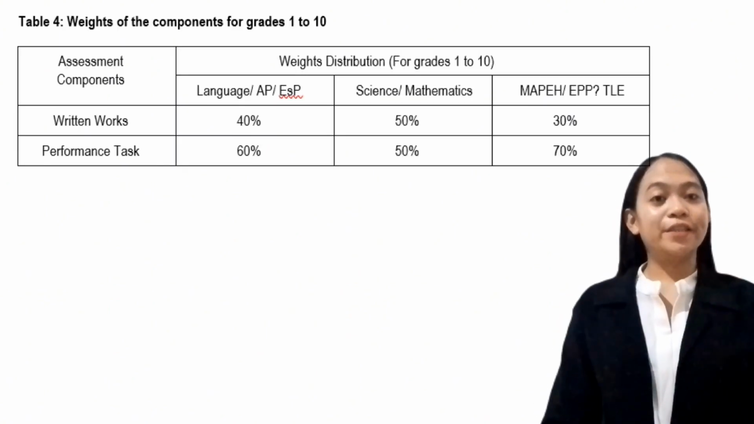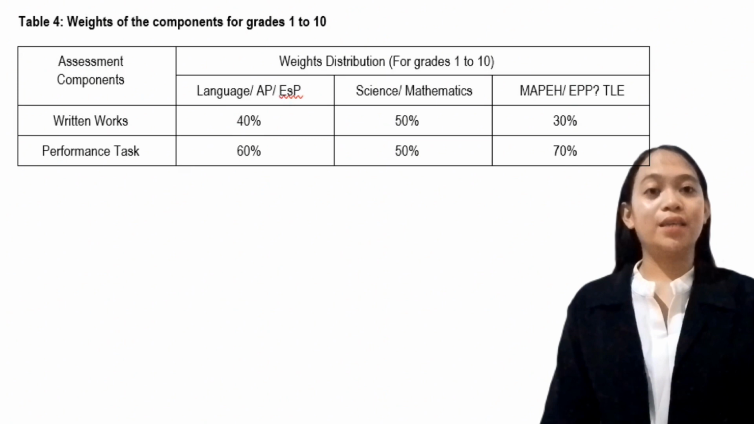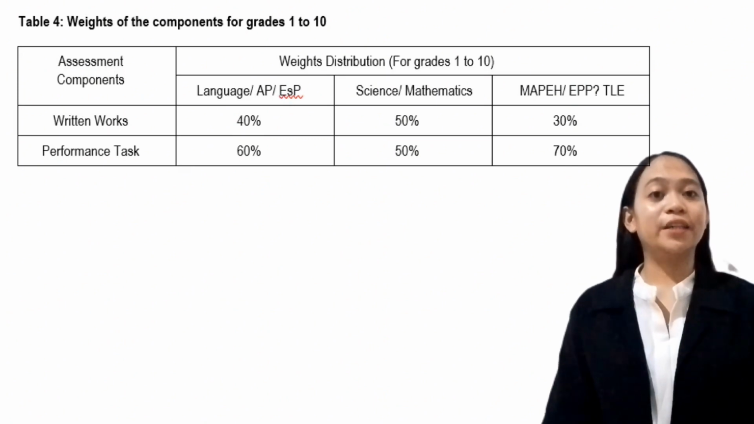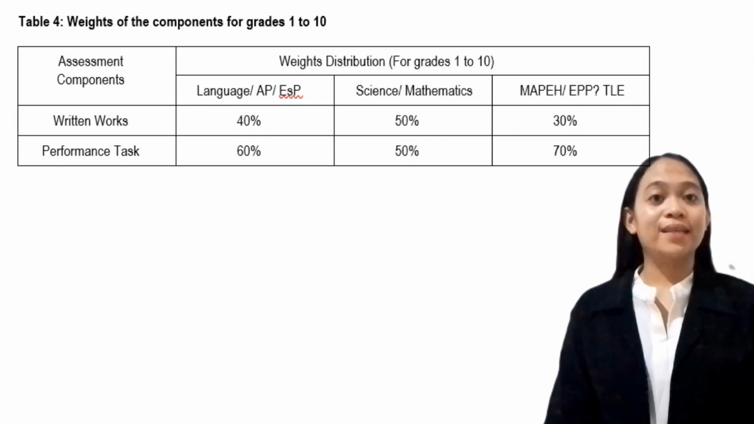Now let's move on to the weight distribution of assessment components per learning area from grades 1 to 10 in the year 2020 or during the pandemic. According to DepEd Order Number 31 of 2020, for the learning areas of languages, Araling Panlipunan and ESP, the written work is equivalent to 40% and the performance task is equivalent to 60%.